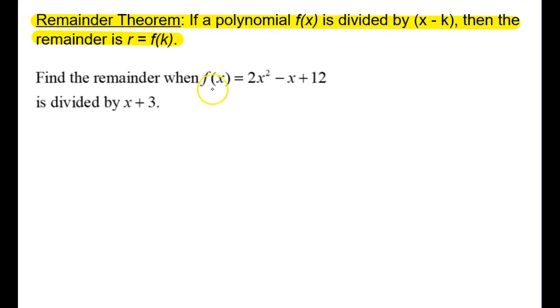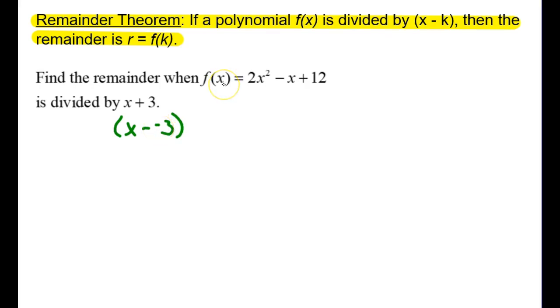So in this example we have f of x is equal to 2x squared minus x plus 12, and we're dividing that by a factor of x plus 3. First thing we should do is rewrite the factor we're dividing by. If that's x plus 3, you can think of that as x minus a negative 3, because when we're dividing, it's always x minus whatever our k value is. So in this case, our k value is negative 3.